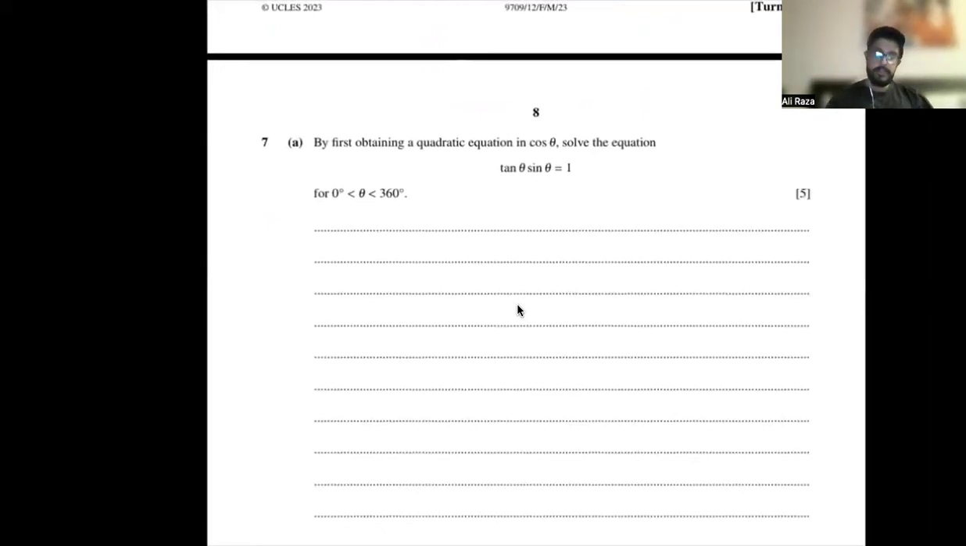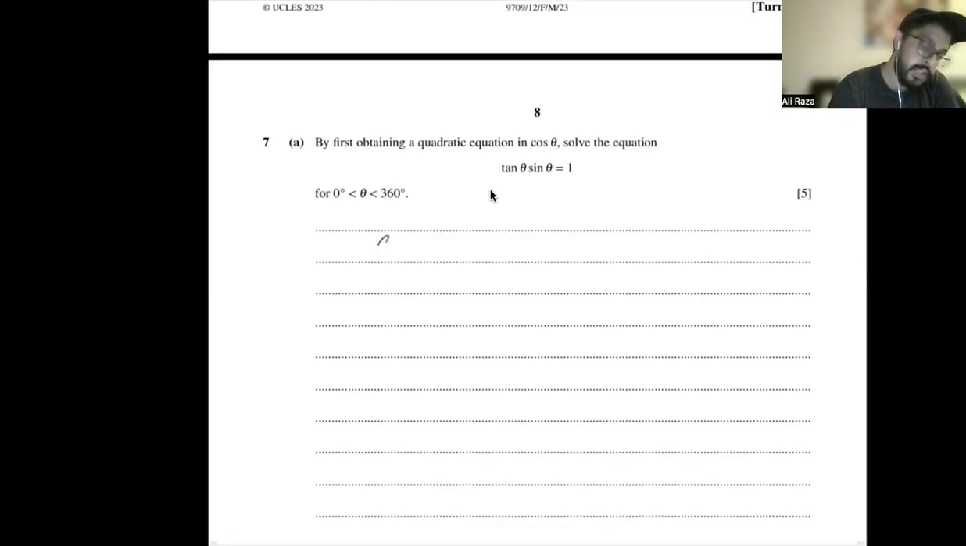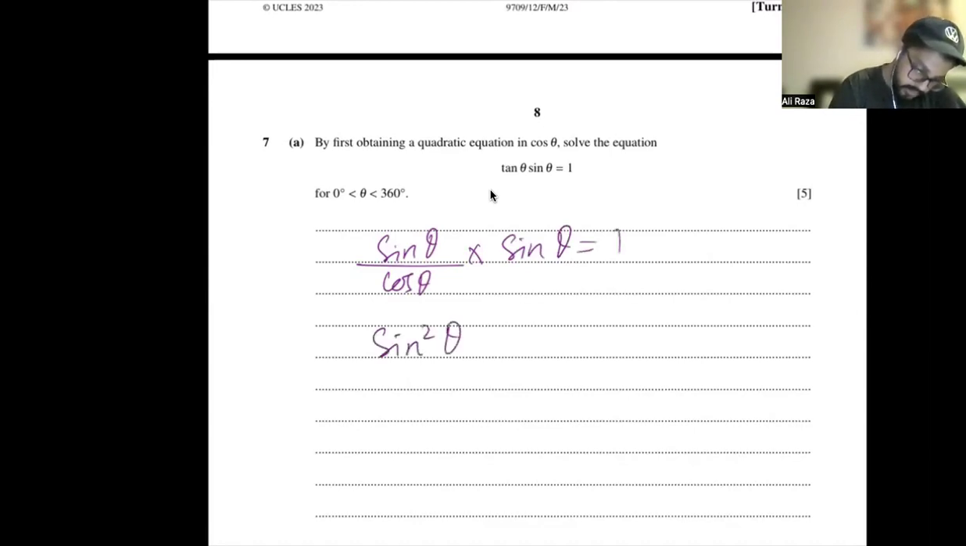Moving on to question 7. We need to form a quadratic equation in terms of cos theta to solve the equation. So we can replace tan theta by the substitution of the ratio sin theta upon cos theta multiplied by sin theta is equal to 1. We can multiply the numerators and shift cos theta to the other side by cross multiplication.